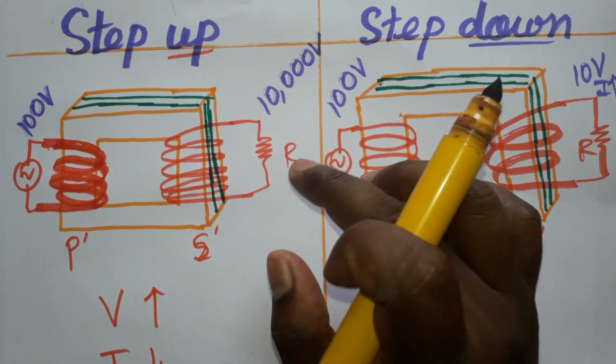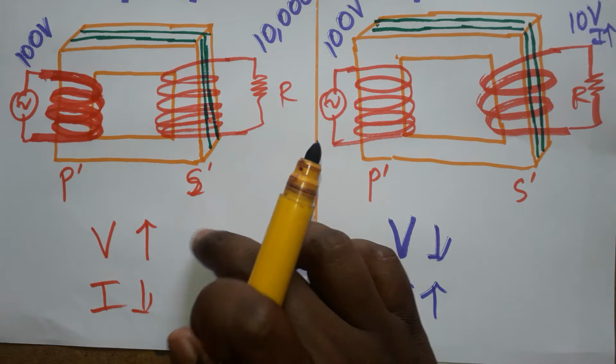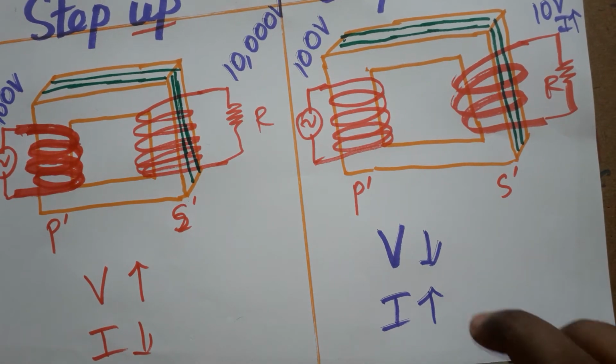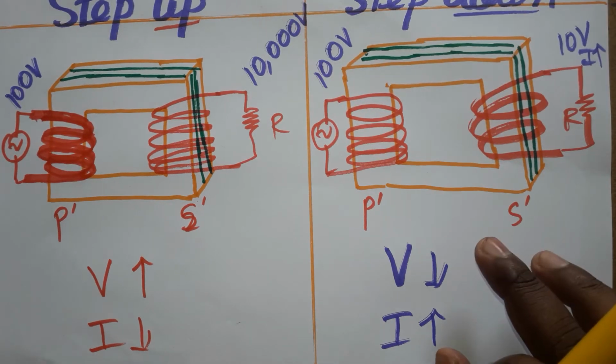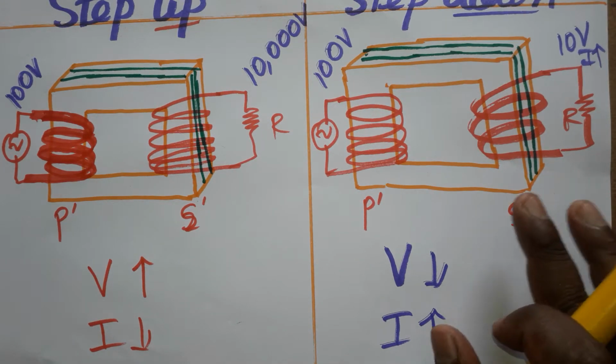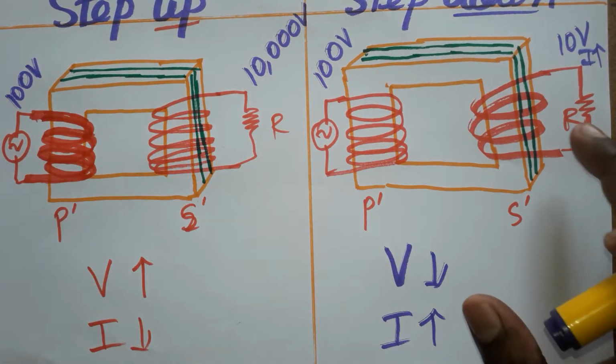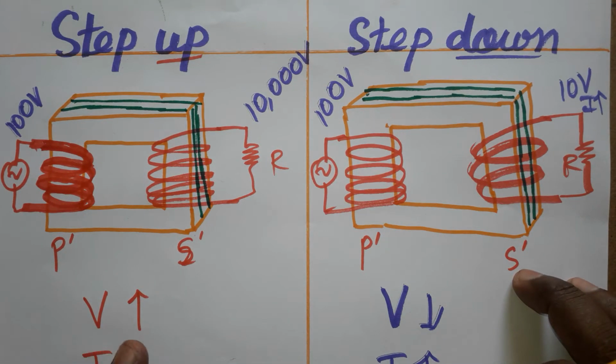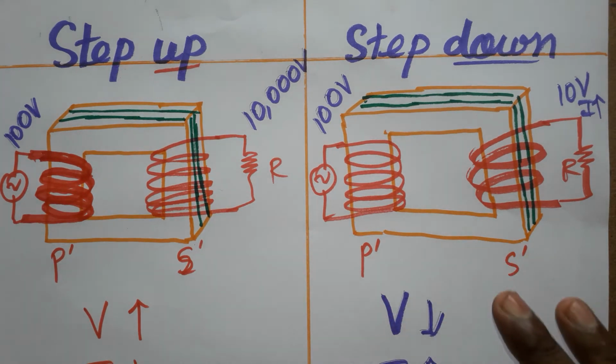Where the voltage is less, the current is more. When we are increasing the voltage, the current will decrease. When we decrease the voltage, the current is going to increase. We have to connect thick wire where the current is more. We are going to see why it is thicker or thinner, and why the number of turns is greater. Everything we are going to see.